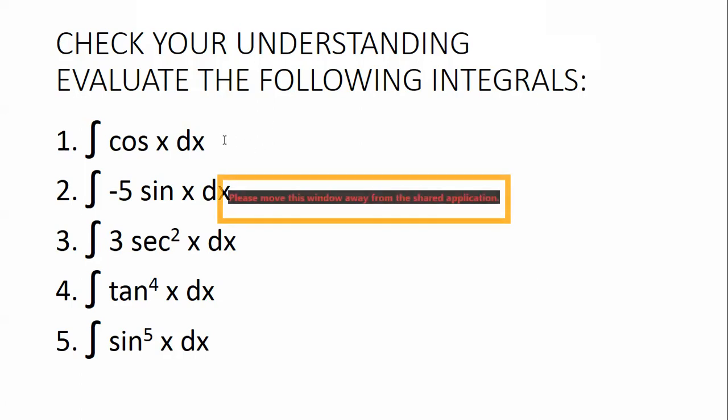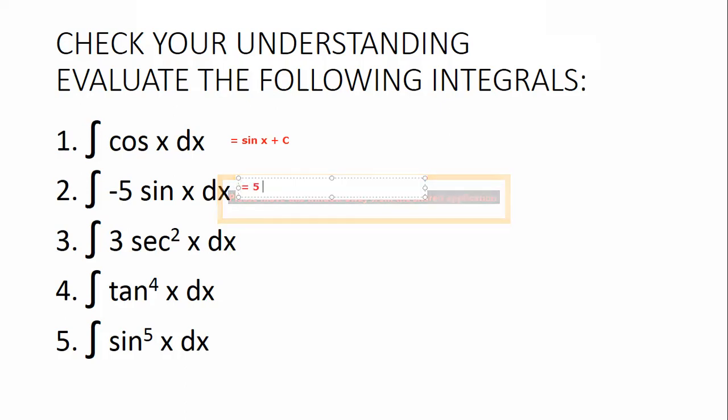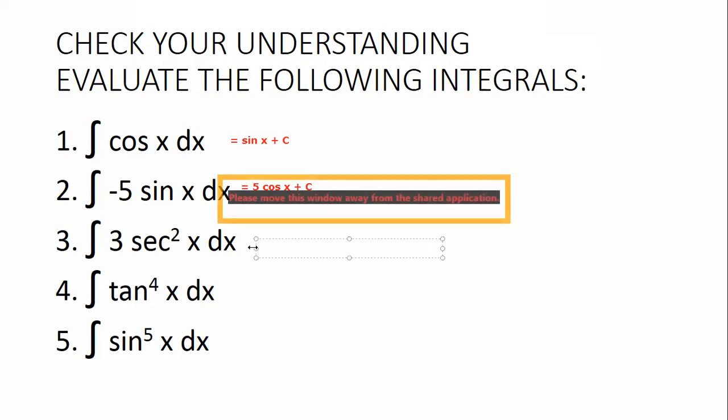For number one, the integral of cosine x dx. This is easier to integrate, so that's only sine x plus c. Next, the integral of negative 5 sine of x dx. Also, this one is easier to integrate, and the answer is 5 cosine of x. For number 3, this one is also easier to integrate. The answer for this one is 3 tangent of x.